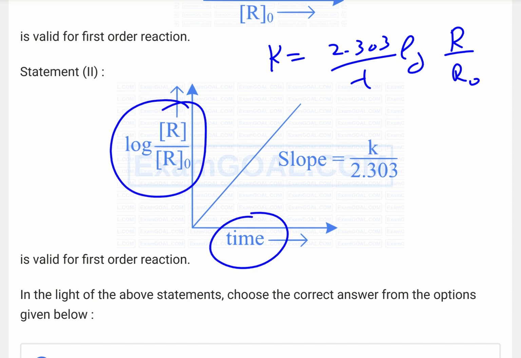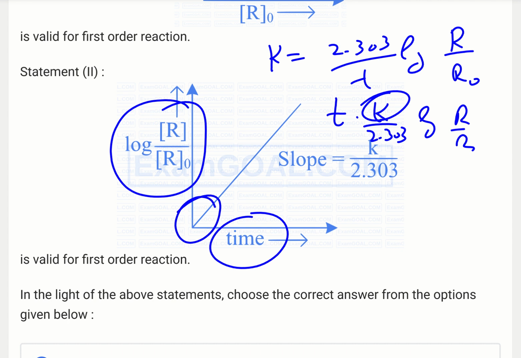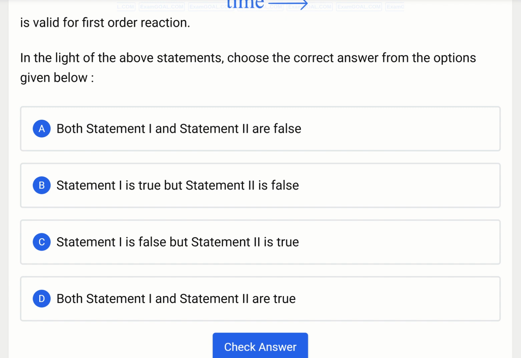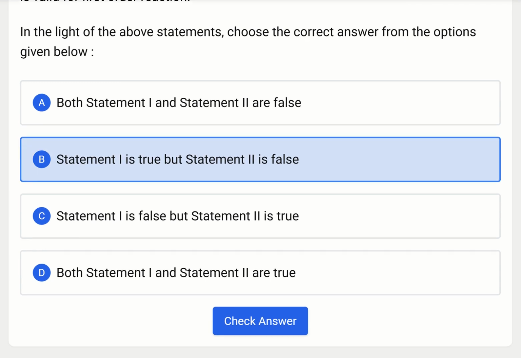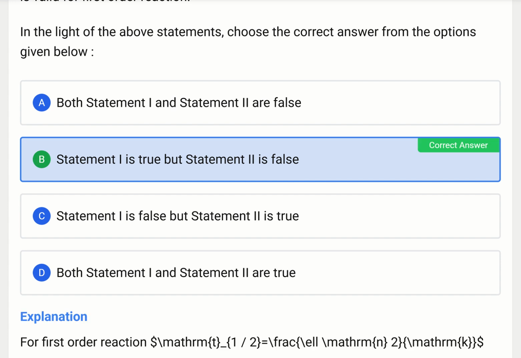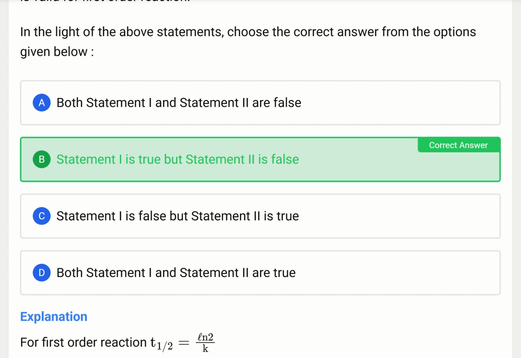So I can say t into K upon 2.303 equals log of R. Where is the value of K in this graph? They are starting it from the origin, so this is a false statement. So statement 1 is true, statement 2 is false. Go with option B. Yes, we got this answer again, right? So kids, this was a very easy paper.